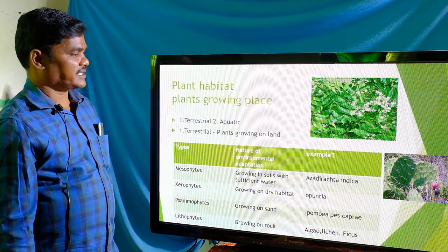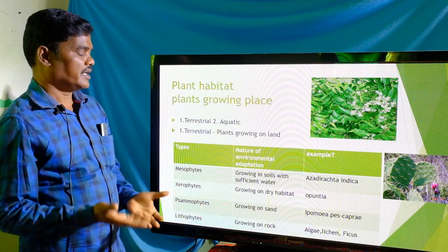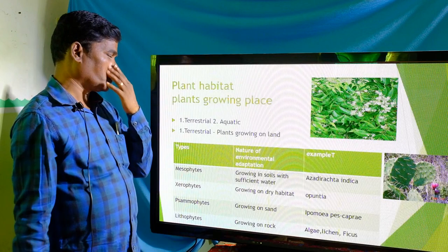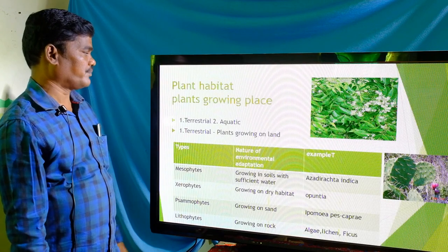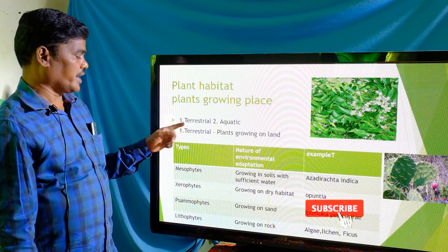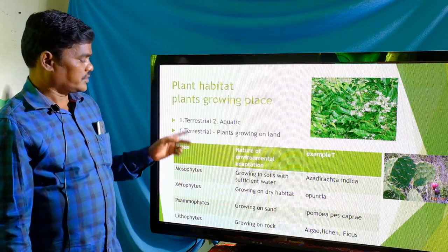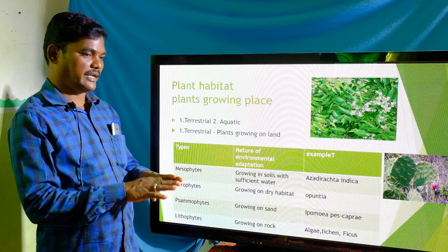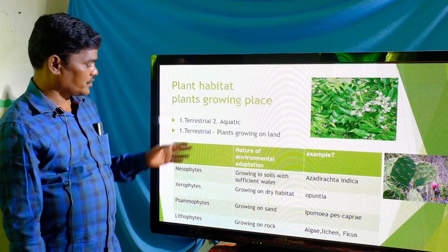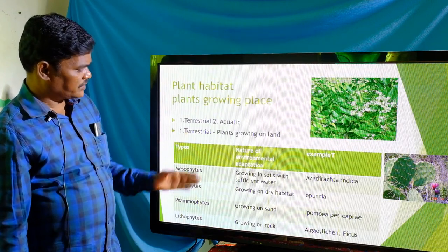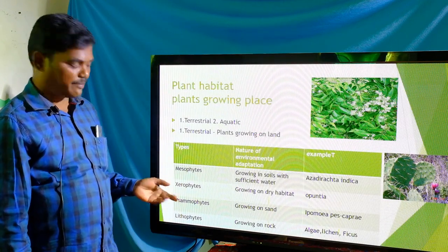Plant habitat, next category, plant habitat. Plants growing place: according to the place where the plant grows, according to that property, we classify the plants into one terrestrial plant and another aquatic plant. So two categories are there. The land plants are terrestrial plants. The water plants are aquatic plants. So terrestrial means the plants growing on land. So you see that so many types of land plants are there.